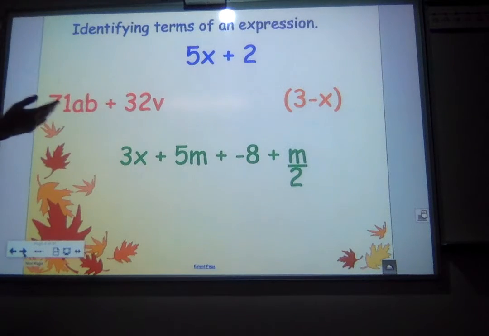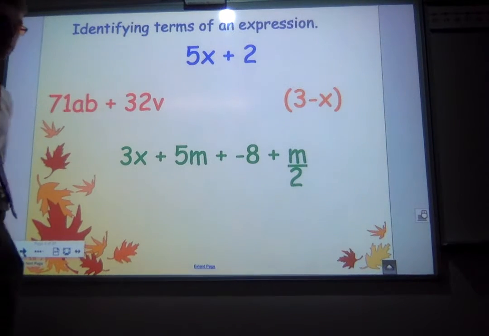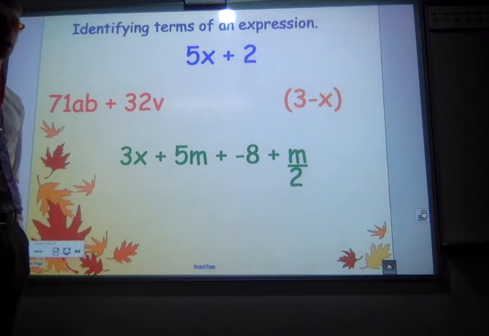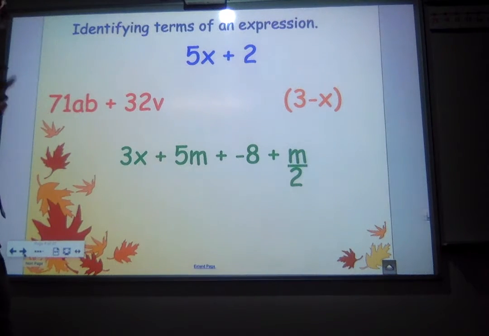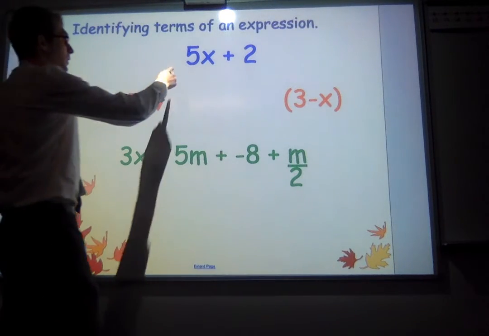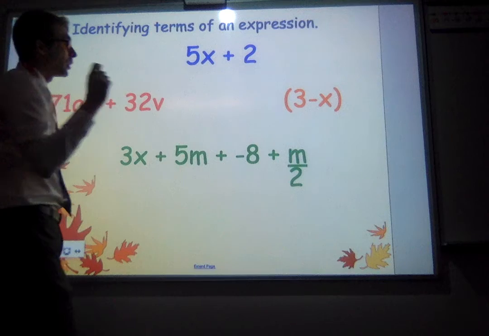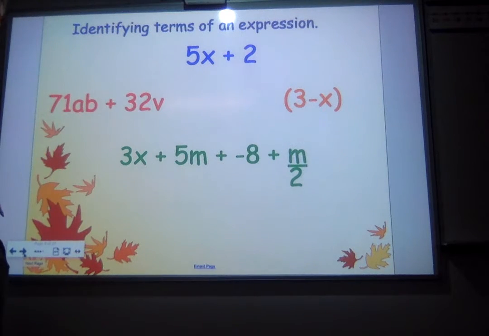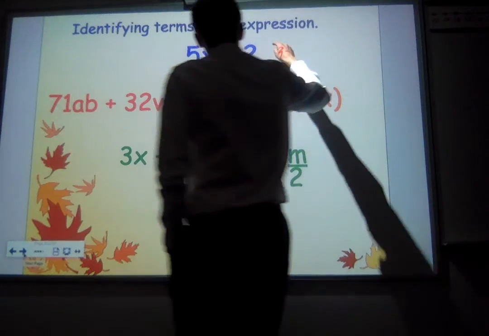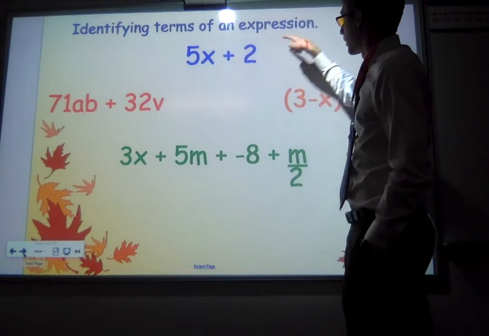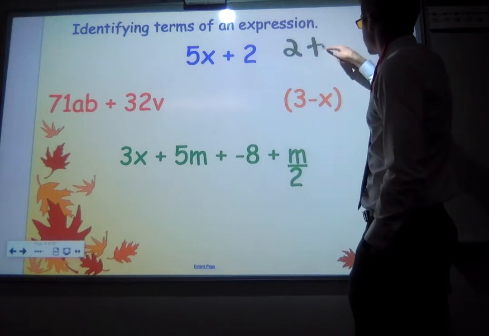All right. Identifying terms of an expression: if you want to take a moment to do that, you can. I'll resume going over it in 3, 2, 1. All right, so let's go over it. Here, identifying the terms of the expression. A key important part: the plus and minus signs separate the terms of the expression. So up here in blue, 5x plus 2, separated by the plus sign, that's going to be 2 terms.